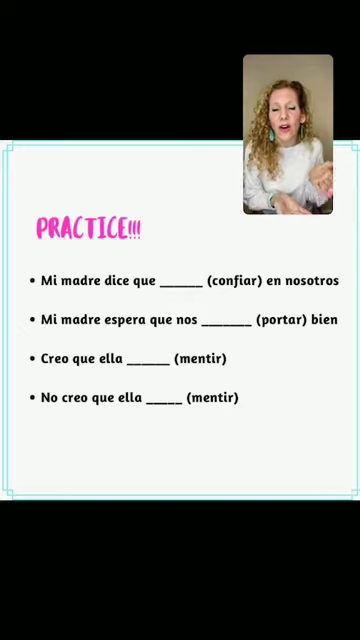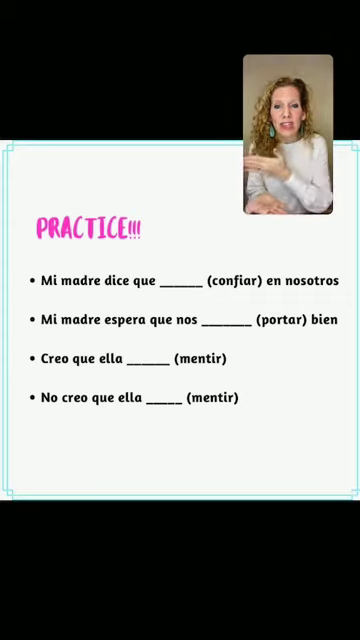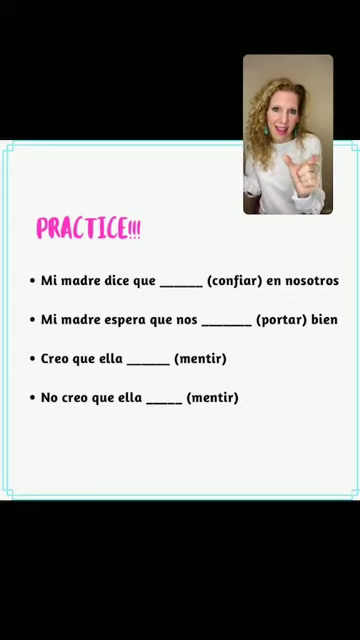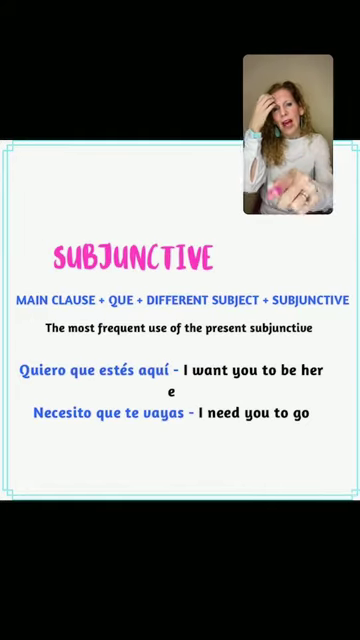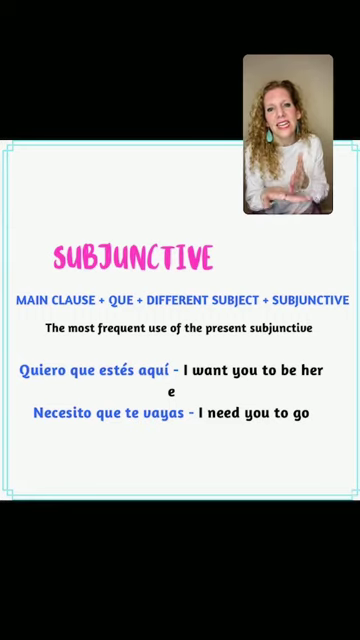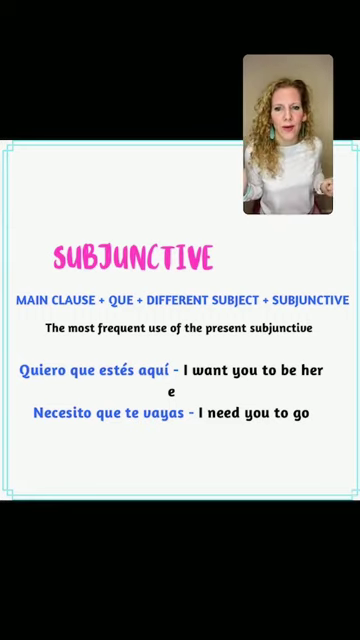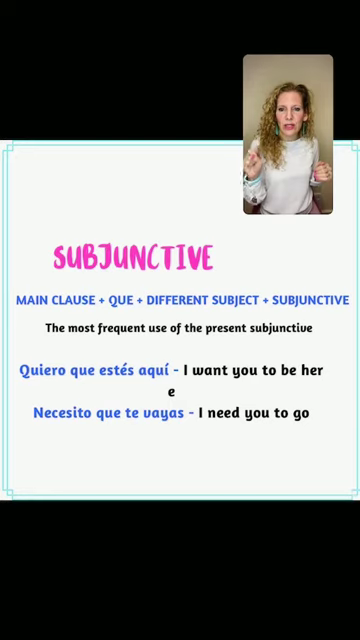Mi madre dice que confía en nosotros, okay? Let's do the same subject. It's easier to see it this way. So if we have the same subject with a que in the middle, it's indicative. Let's go back to the explanation for a little bit. We have the main clause, que, different subject, and then subjunctive. Okay, so quiero que estés aquí. We are using estés, subjuntivo, because I want you to be here. So different subject, to use subjunctive. Are we good? Are we understanding? For example, necesito que te vayas. I need you to go.